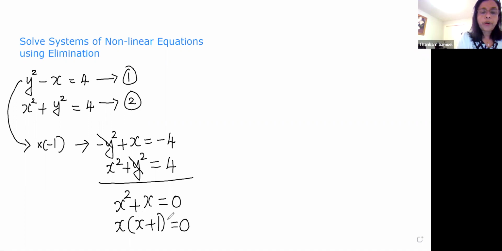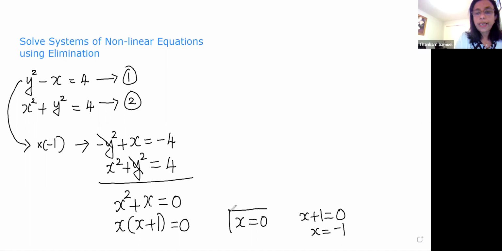By using the zero product rule, we can equate each of the factors to 0. So x equals 0 and also x plus 1 equals 0. When you solve this equation for x, we'll get -1. Subtract 1 from both sides. So we got two values for x: x equals 0 and x equals -1. Now we have to find the corresponding values for y. Let's go to the next page.